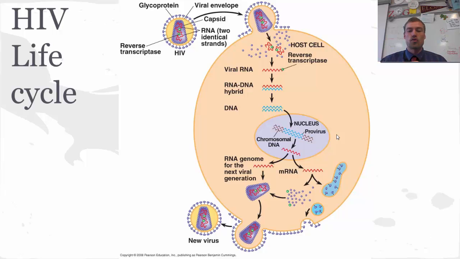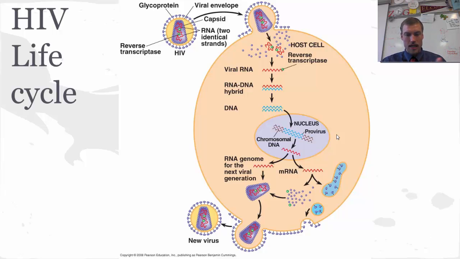That DNA is then read and produces more mRNA. The mRNA is then either used to produce proteins, the glycoproteins or the capsids, which will reassemble to form new viruses, or that mRNA actually gets incorporated into the virus itself.